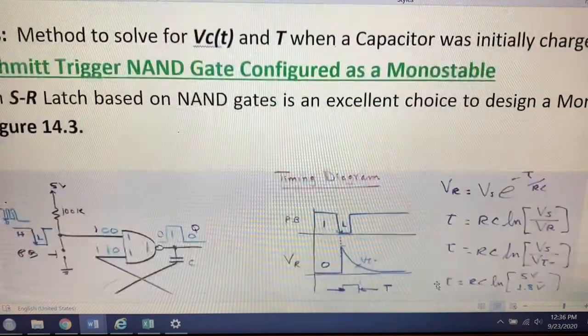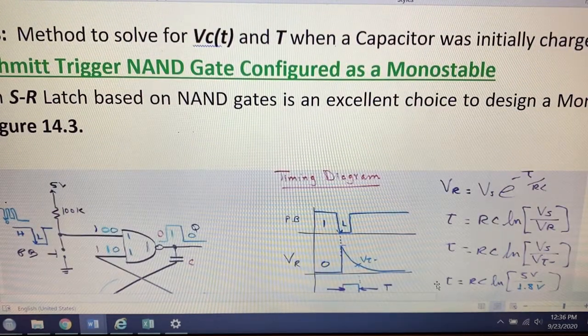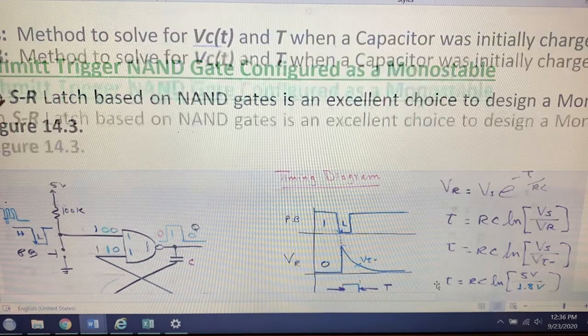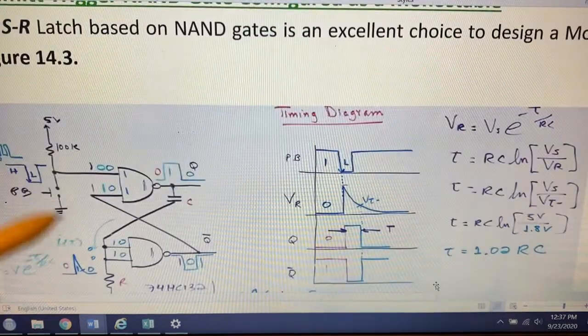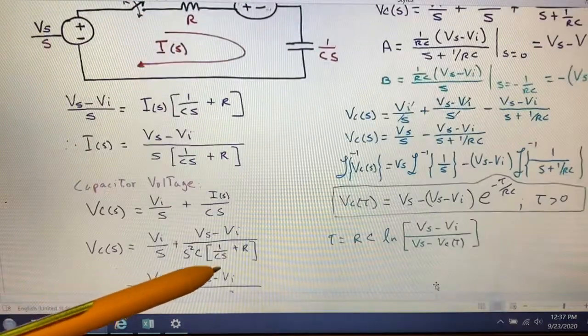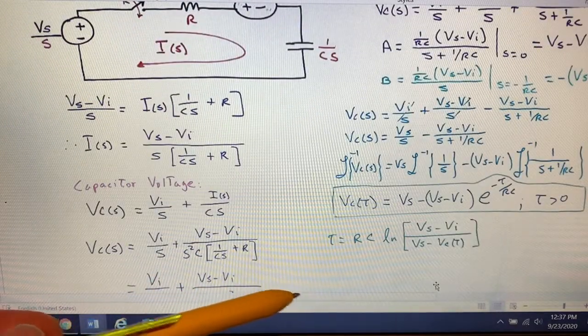Okay, and there are other circuits that we have to see, like monostables, but this will be in our next video in timing circuits. Thank you.